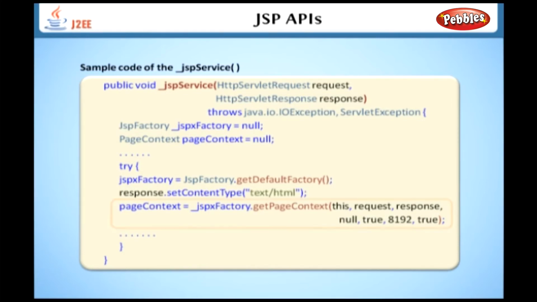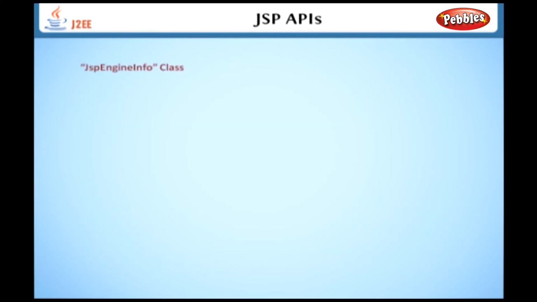Here we can see the values for all parameters in the getPageContext method. The servlet is the present one. Request and response are the objects of ServletRequest and ServletResponse. There is no error page. It will be in session. The buffer size is 8 kilobytes and the autoflush attribute is true. We will discuss all these attributes in detail in upcoming chapters.